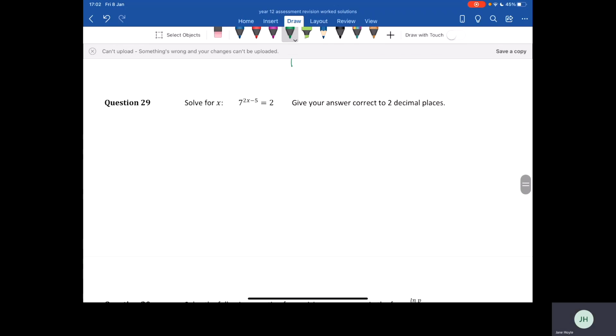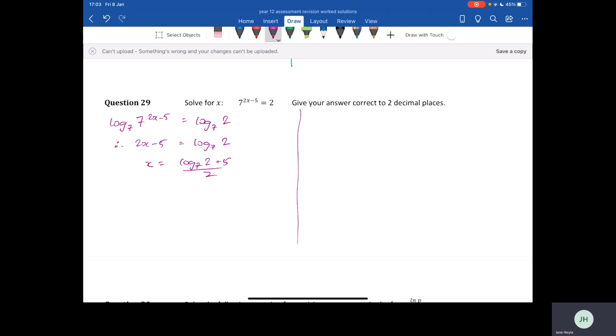Number 29. Again here, let's take log to the base 7 on the left-hand side. So I'm taking logs at both sides. Log to the base 7 of 7 to the power of 2x minus 5 equals log to the base 7 of 2. The log to the base 7 and the 7 cancel, leaving me with 2x minus 5 on the left, equaling log to the base 7 of 2. And then rearrange. So x is log to the base 7 of 2 plus 5, all over 2.